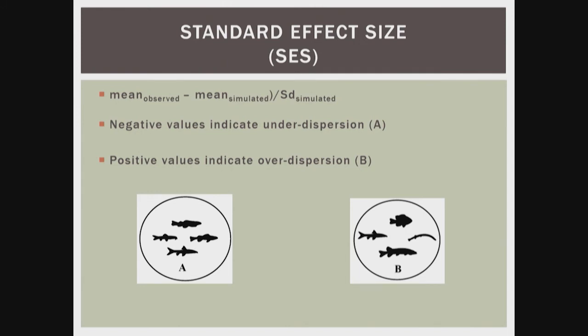And so to see if something's really over or under dispersed, or if there's environmental filtering or limiting similarity, you need to compare this to a null model. And so we calculate these standardized effect sizes. So we compare our observed value to what you get from a random model, to see if things are under dispersed or over dispersed compared to random. And so negative values would indicate under dispersion, which is environmental filtering like A, and positive values should indicate over dispersion like B.